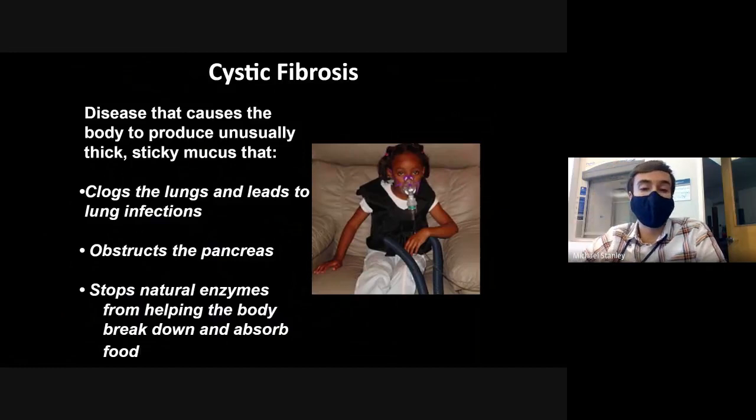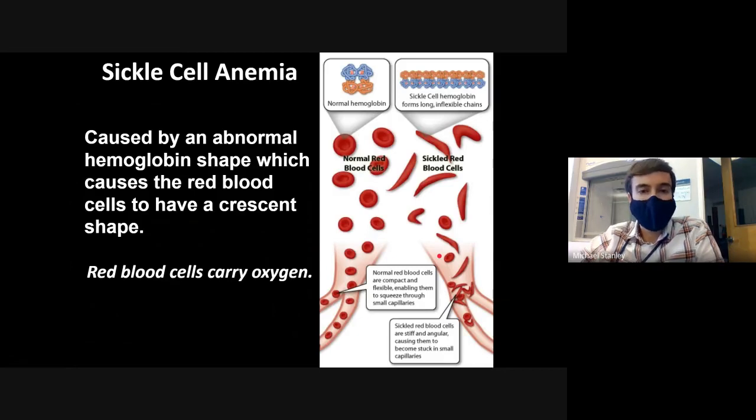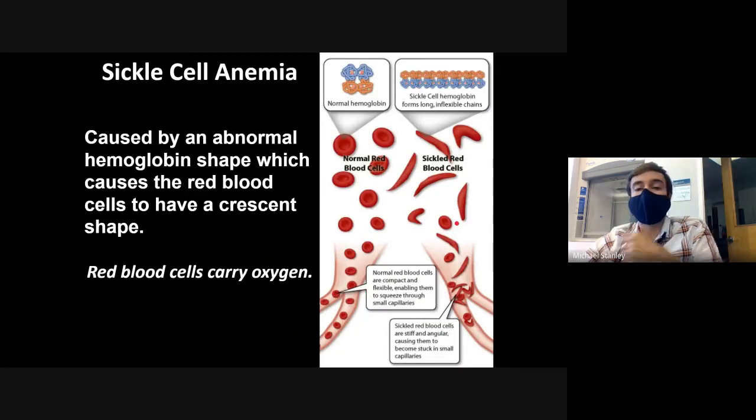Cystic fibrosis is a pretty nasty genetic disease that causes these fibrous tendrils to develop in the lungs, this really thick, sticky mucus that makes it super hard to breathe. Again, it's just a normal recessive genotype. Sickle cell anemia is a really famous one, where the disease itself is pretty gnarly. It causes the red blood cells to form these kind of sickle shapes, which makes it really hard for them to pass through capillaries and act as normal blood cells.